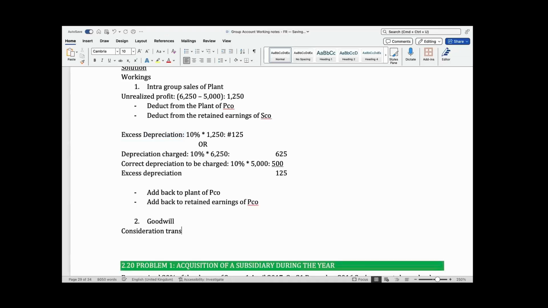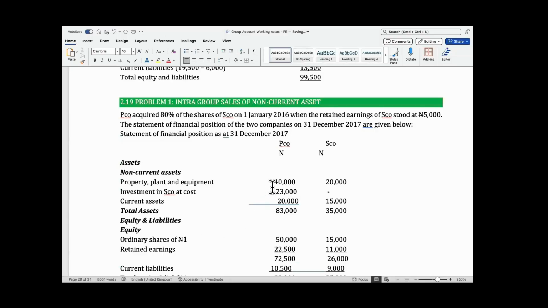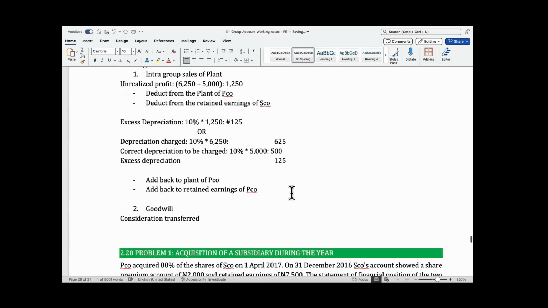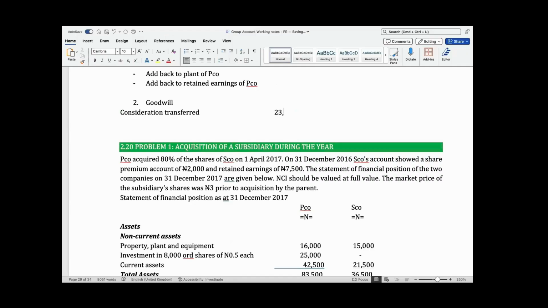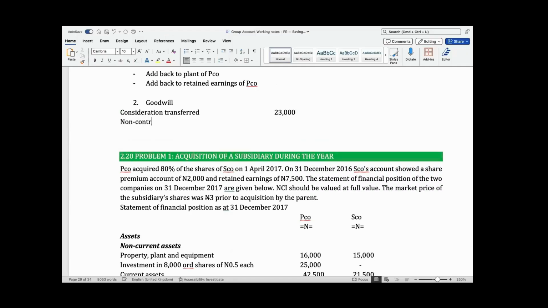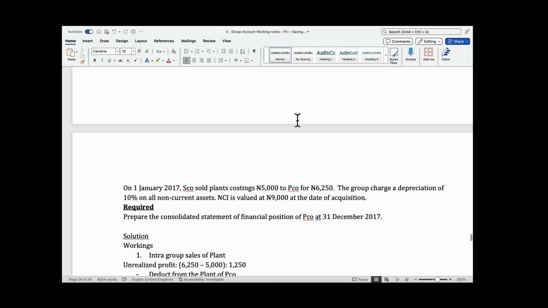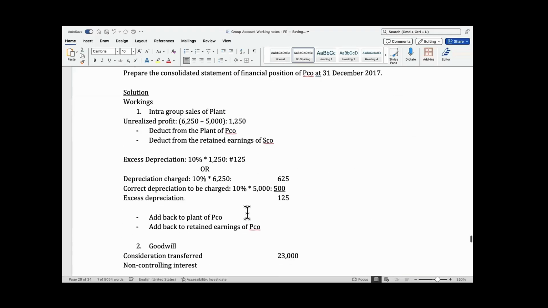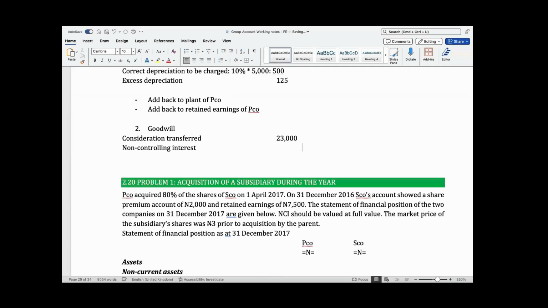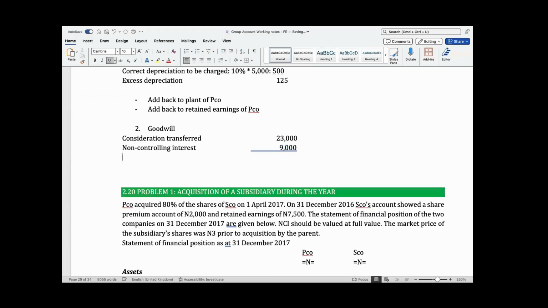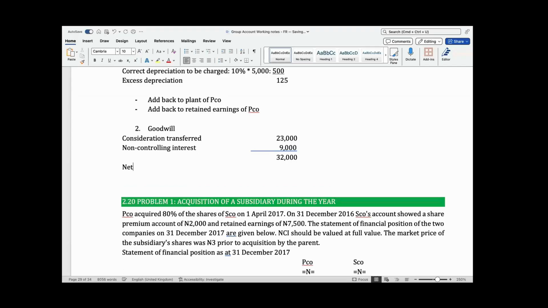So what's the consideration transferred? How much did he pay for these assets? 23,000. What was the non-controlling interest? How is it measured? 9,000. What was the addition of the two? 32,000. You cut it off against the net assets acquired.